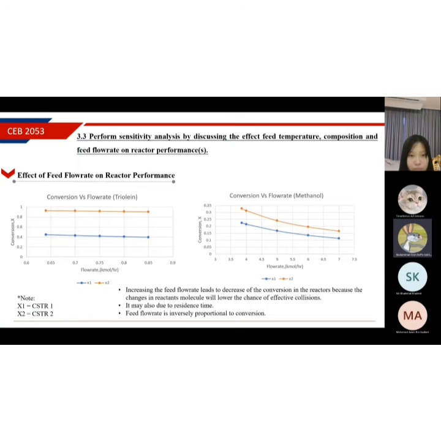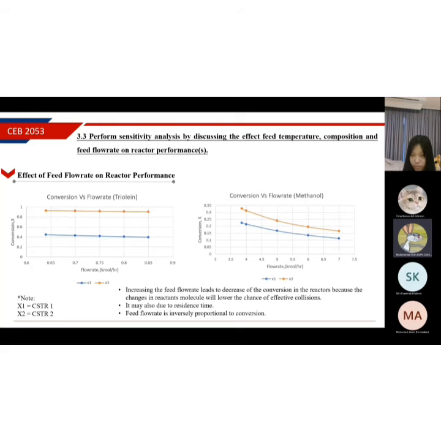So this is because we are manipulating the flow rate. Therefore, there are changes in the reactant molecules, so it also lowers the chance of effective collision. And also, due to the residence time, because the flow rate is high, the process of mixing is fast, therefore decreasing the residence time and also decreasing the conversion. So for this, we can say that feed flow rate is inversely proportional to the conversion.